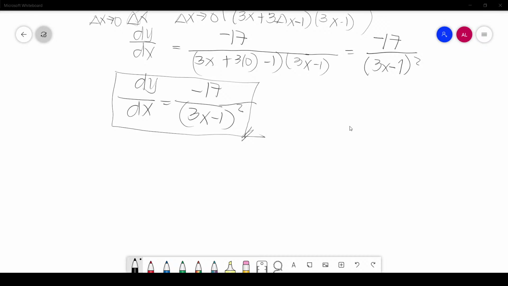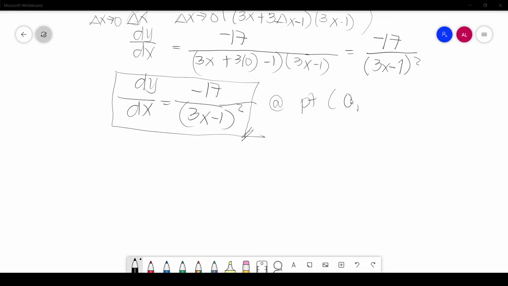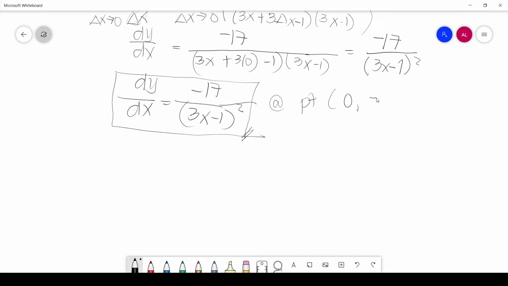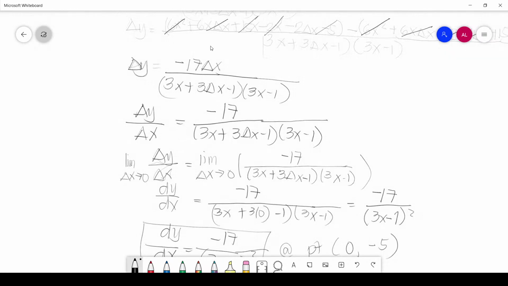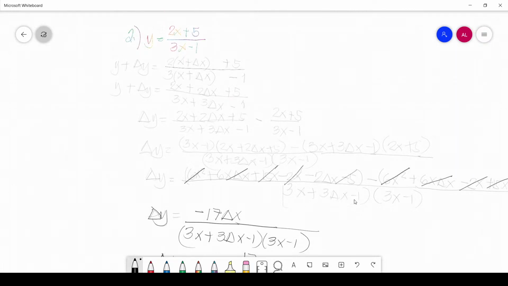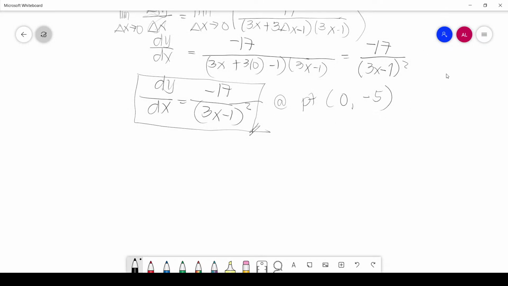So this is the slope of the function at point 0, negative 5. Makukuha mo itong point kapag nag-substitute ka ng value ng x, makukuha mo ang value ng y. Hindi ito ginawa lang na point, hindi pa natin ito dine-derive. So for easy interpretation lang, binigay na namin ang point 0, negative 5.